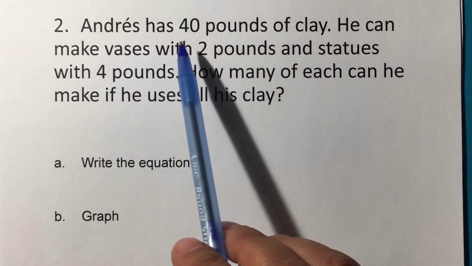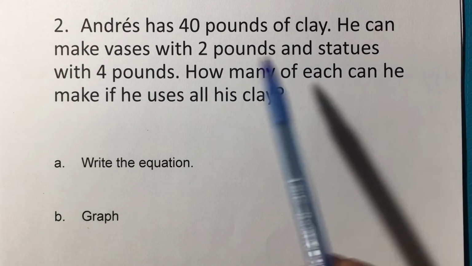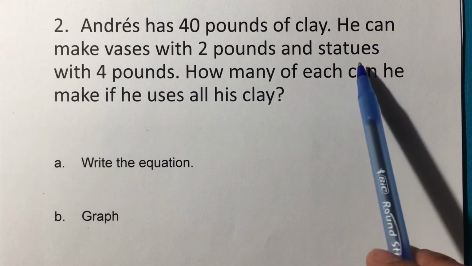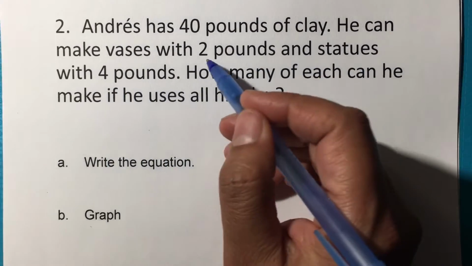Number 2 says, Andres has 40 pounds of clay. He can make vases with 2 pounds and statues with 4 pounds.